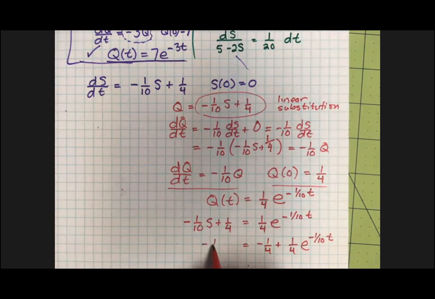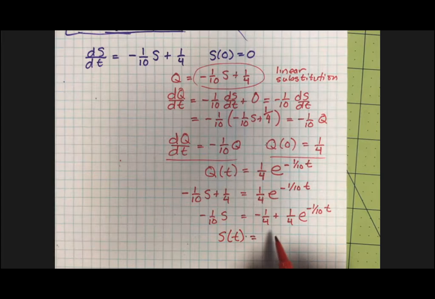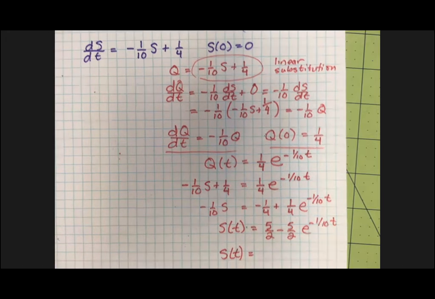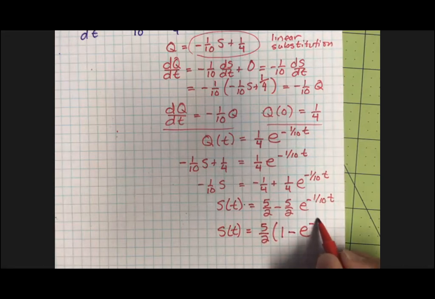And now multiplying both sides by negative 10. Here's s of t. Multiplied by negative 10, this becomes 5/2. This becomes minus 5/2 e to the minus 1/10 t. I think I shouldn't repeat myself. So why don't I just write 5/2 times 1 minus e to the minus 1/10 t.